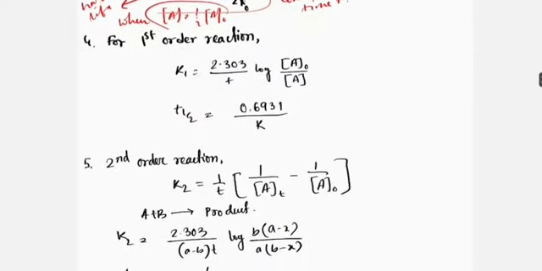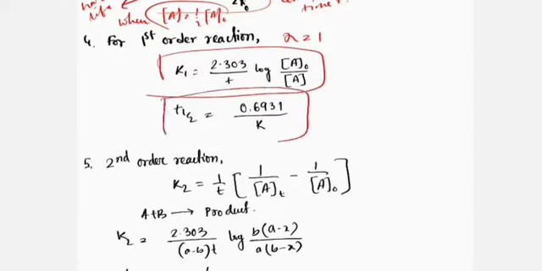Now come to the first order reaction. That is n equals 1, and this is the rate equation: k equals 2.303 divided by t, log A0 by A, and you know what A0 and A are now, right? And t half becomes 0.693 by k1. We can write k1 as it is for a first order reaction. Now what is the unit of k here? The unit of k is nothing but second inverse, right?